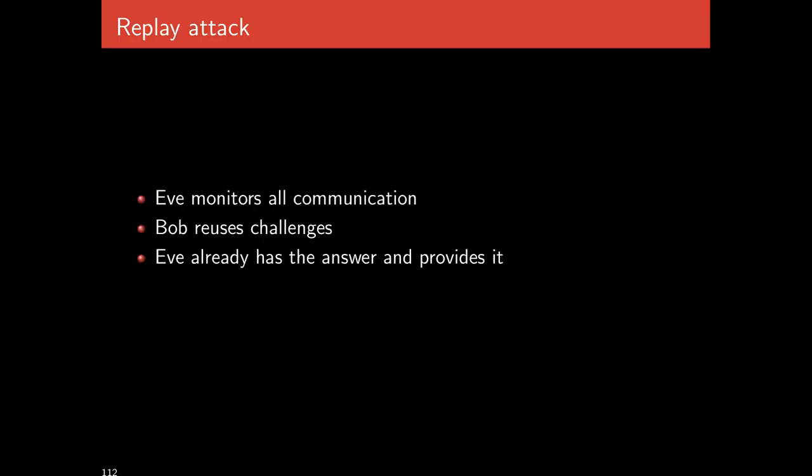So what can go wrong with this? Well, first, there's a replay attack. Suppose Eve monitors all communication and Bob reuses challenges. Well, then Eve already has the answer. If Bob ever reuses a challenge, and Eve was aware of Alice's response, Eve could simply replay Alice's response. Eve has a signature for that challenge, and Bob would let her in. So Bob must never reuse challenges.